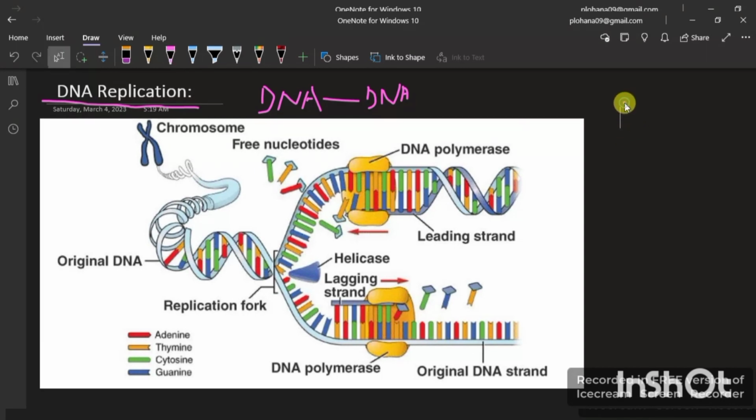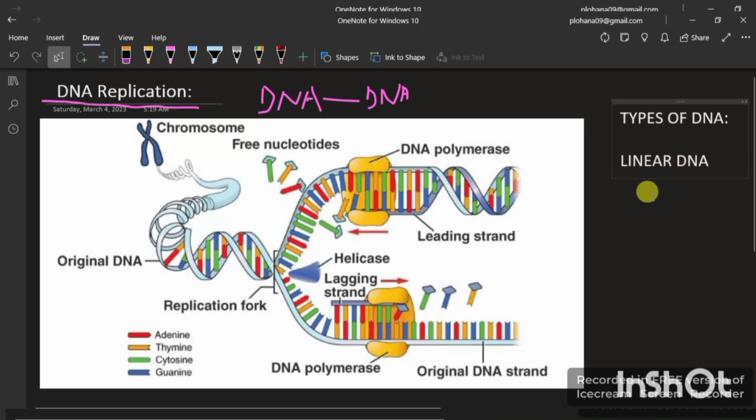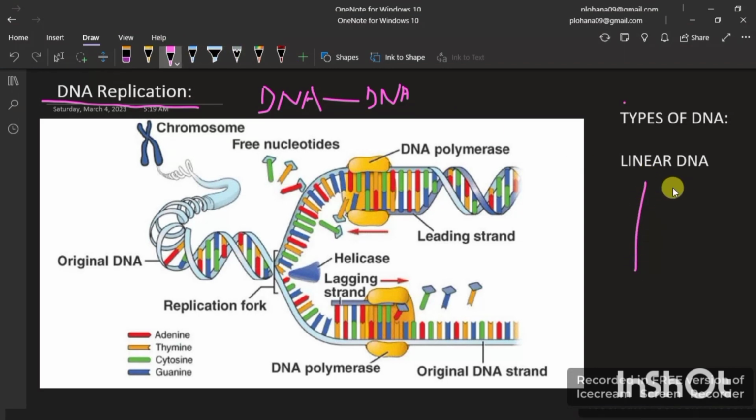Let's see here. Types of DNA. The first type we have is linear DNA. This is the linear one, like this. Here we have DNA, and here are the nucleotides of DNA. These are the nucleotides. And the other type of DNA we have is circular DNA.